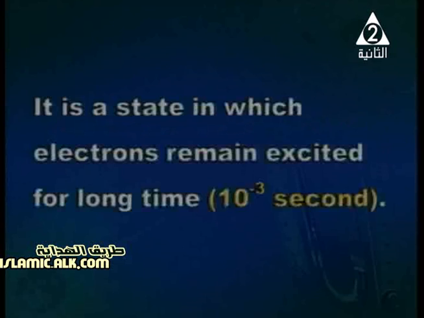And now let's define a metastable state. It is a state in which electrons remain excited for long time. It is 10 to the power of -3 seconds. If you compare this to the time of spontaneous emission, it was 10 to the power of negative 8, but now it is 10 to the power of negative 3. So metastable state is a state in which electrons remain excited for long time.